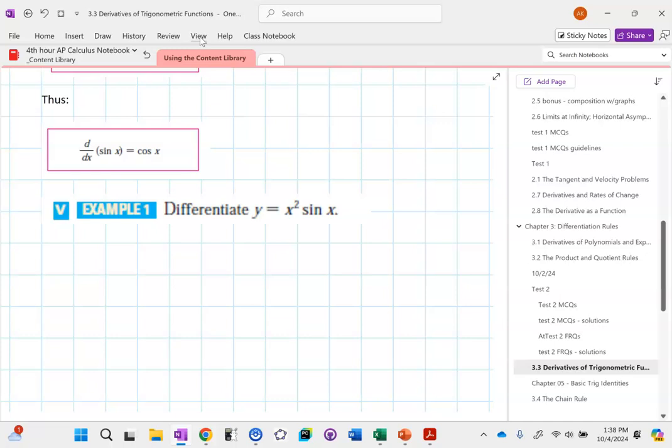Product rule is correct. Good job, John. Was that John or Finn? John? Okay.